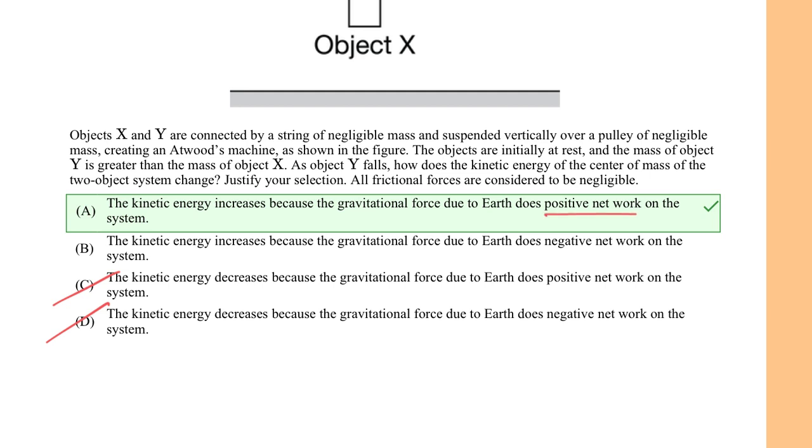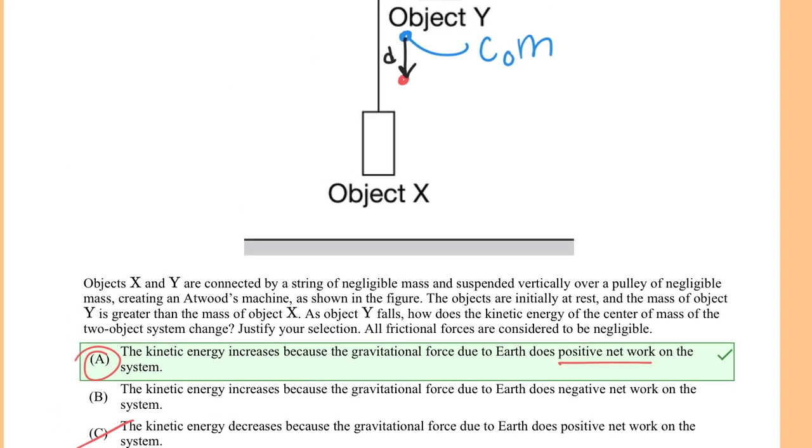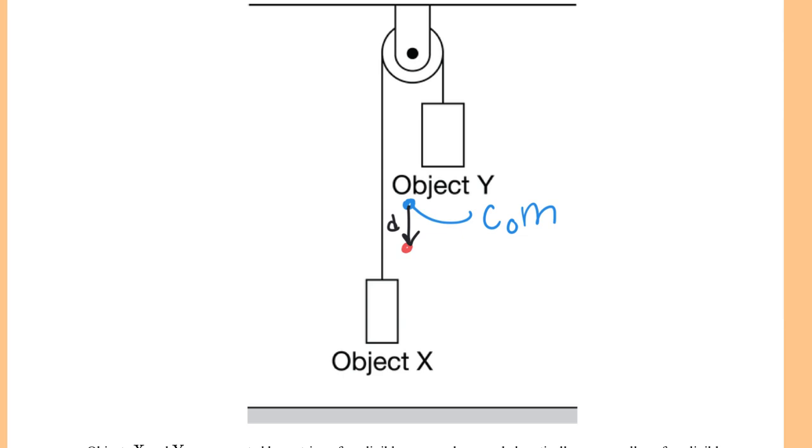Gravitational force is going to do positive work, so it's going to be A. The reason it does positive work is that the force is in the same direction as the direction of motion. Gravity is pulling down, so the force of gravity is in the same direction. The angle between the two is going to be 0, and therefore it's going to be A. Moving on to the last question.